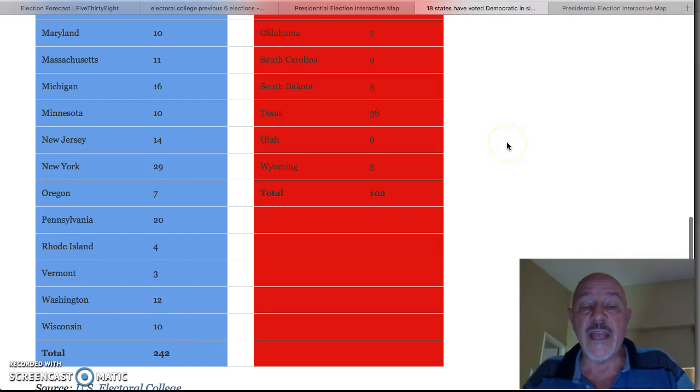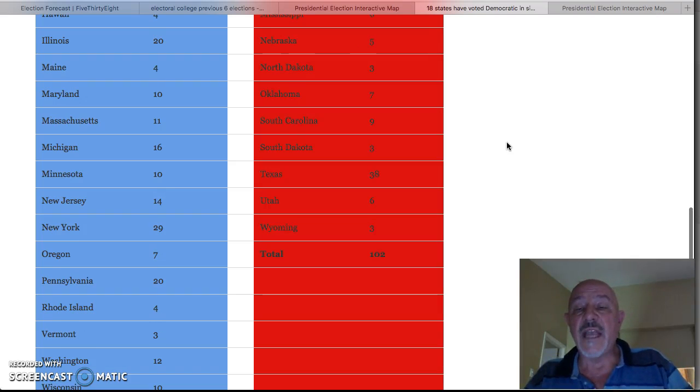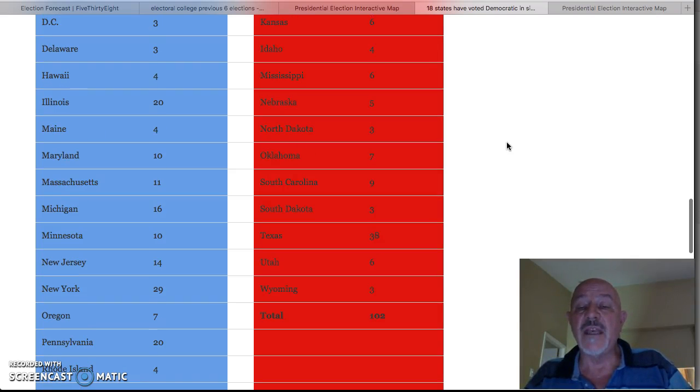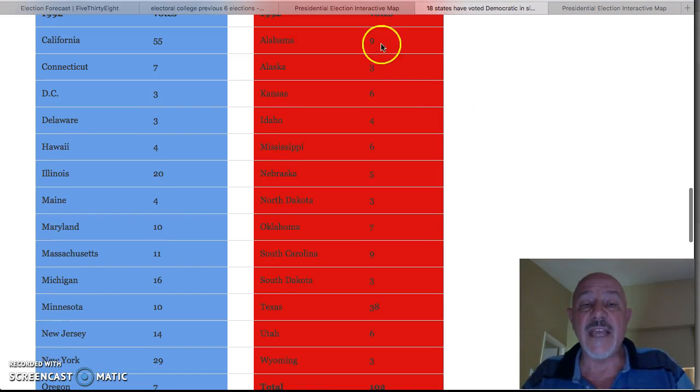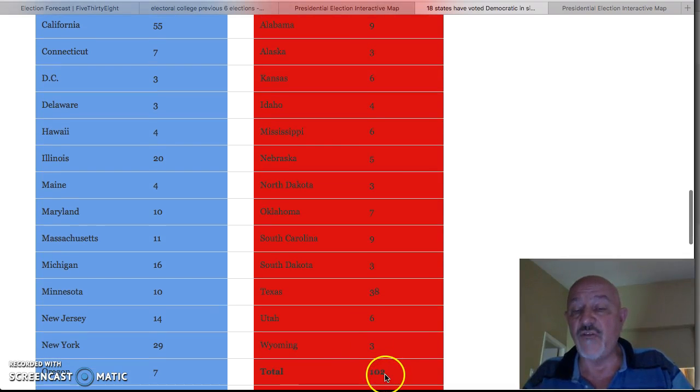Now, not quite as many states have voted Republican consistently for those years. The states that have were Alabama, Alaska, Kansas, Idaho, Mississippi, Nebraska, North Dakota, Oklahoma, South Carolina, South Dakota, Texas, Utah, and Wyoming, with a total vote of 102.